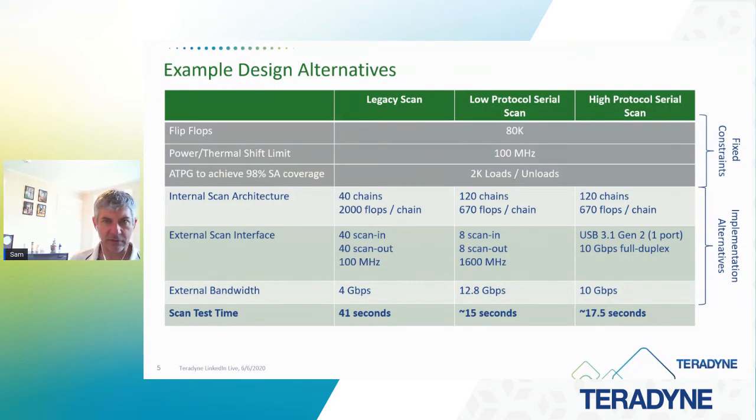In the high protocol case, you're using a USB port. And in this example, we assume the USB 3.1 Gen 2 port, which has 10 gigabits of full duplex bandwidth. And so similar to the low protocol case, a little bit slower because you're bandwidth limited, but basically the same situation on one pin instead of 8 pins. Running at 10 gigabits does have signal integrity challenges in the tester environment that we have worked with customers and our test instrumentation to solve.